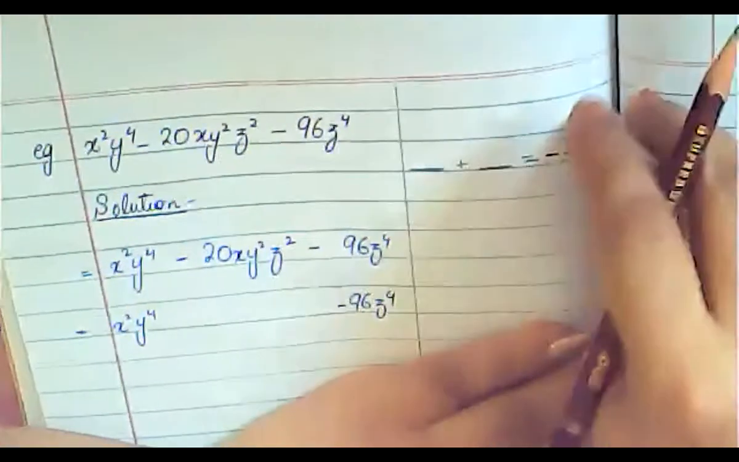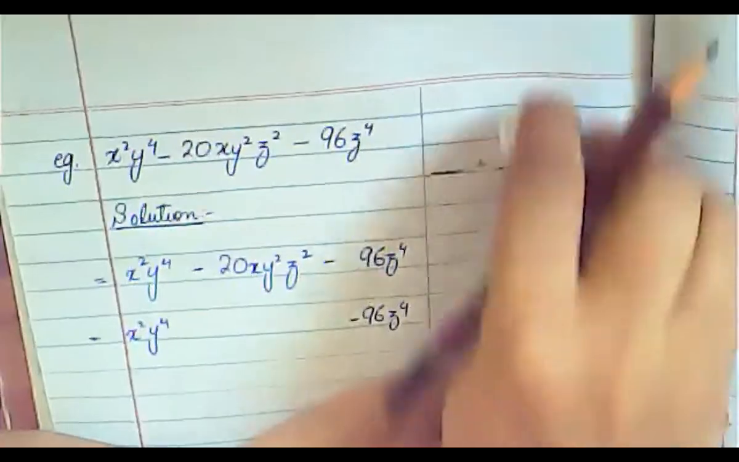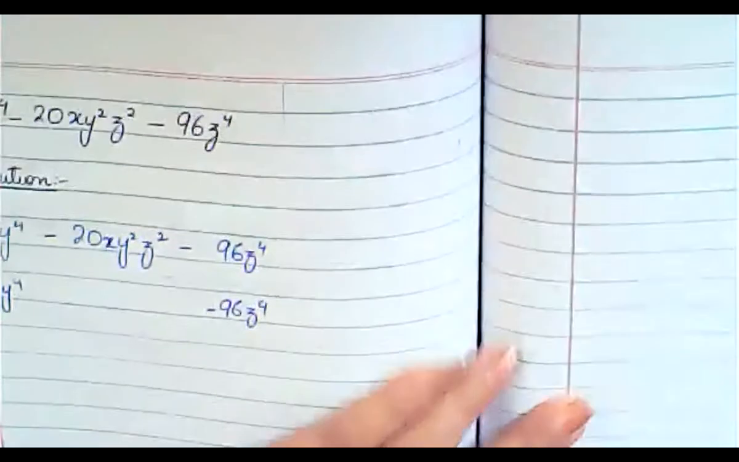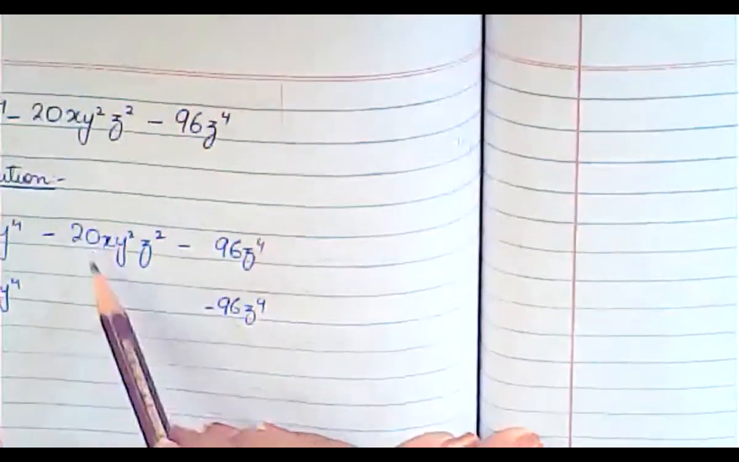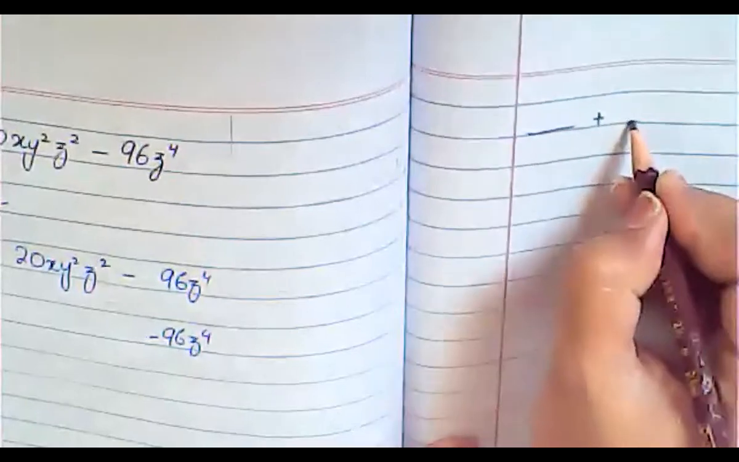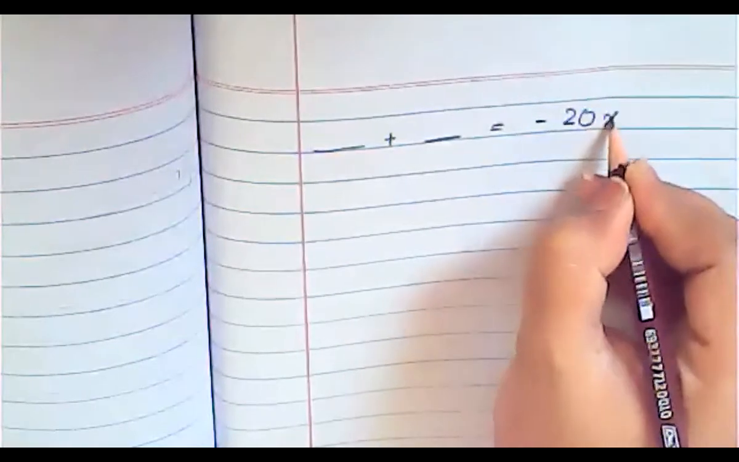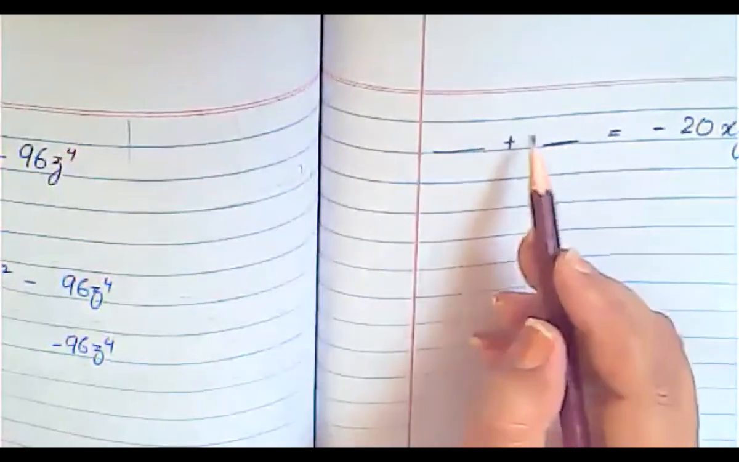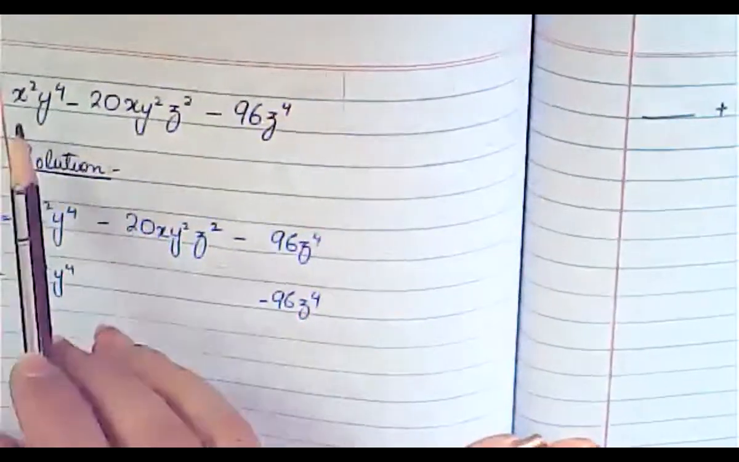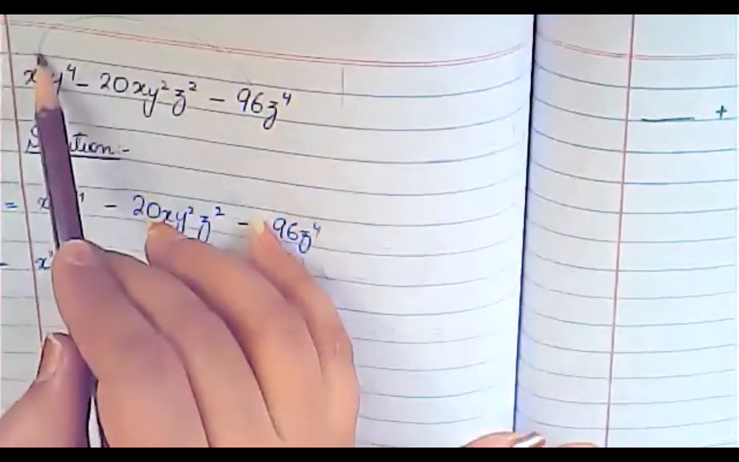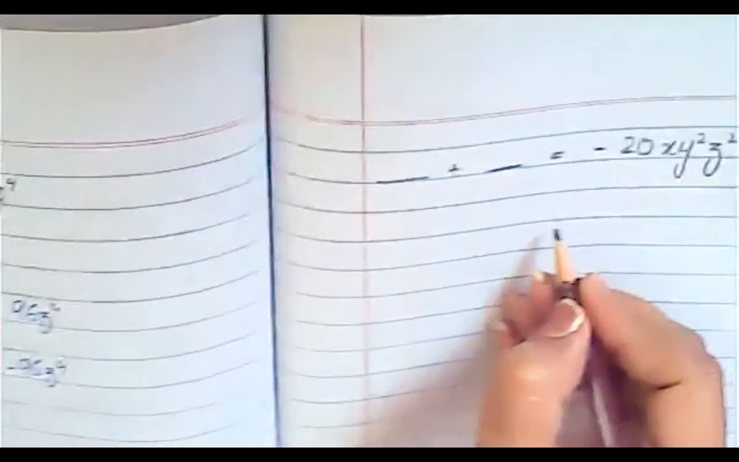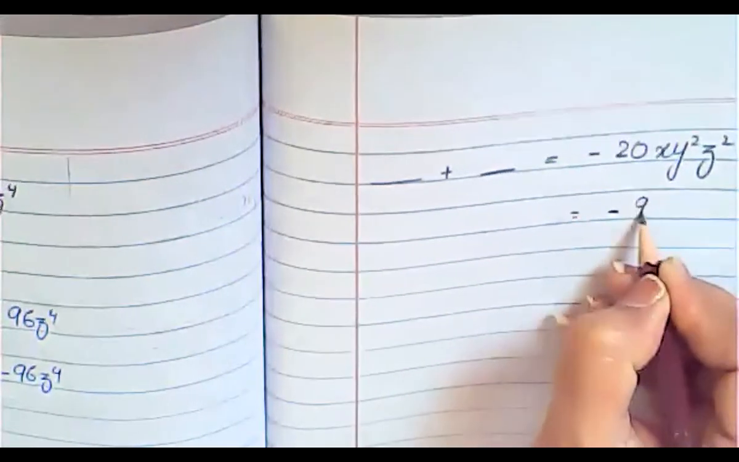I'm going to solve it on the next page, just a minute. Look here, what does it mean? It means when you break or add these two terms, the answer should be equal to minus 20xy square z square. Similarly, if you multiply these two numbers, what should the answer be? Multiply 96 with the first term, so 96 ones are 96, and you will write here minus 96.